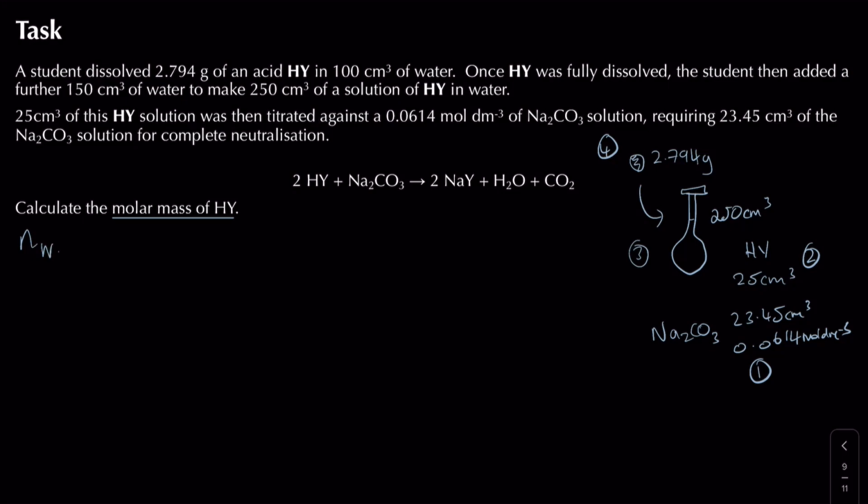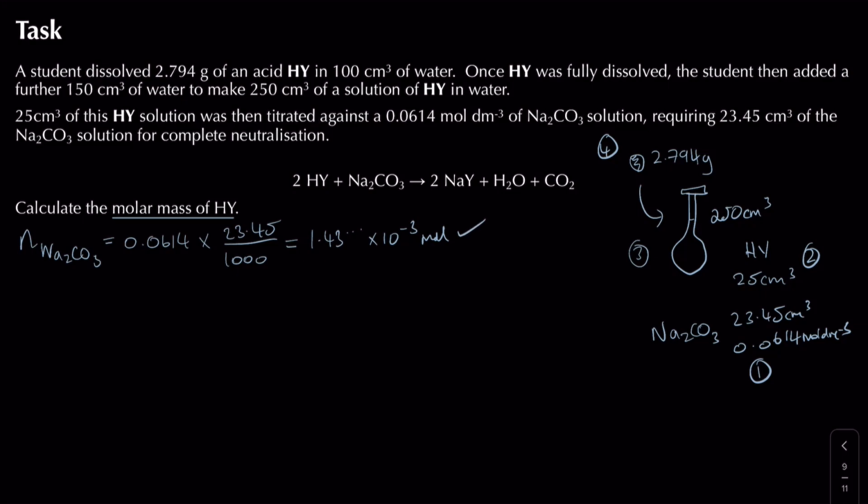The first thing I'm going to do is work out the moles of sodium carbonate. The number of moles of sodium carbonate, Na2CO3, is equal to concentration times volume. It's going to be 0.0614 times 23.45 over 1,000. I put that in my calculator and I end up with 1.43 times 10 to the power of minus 3. That's how many moles I've got, and that's my first step done.